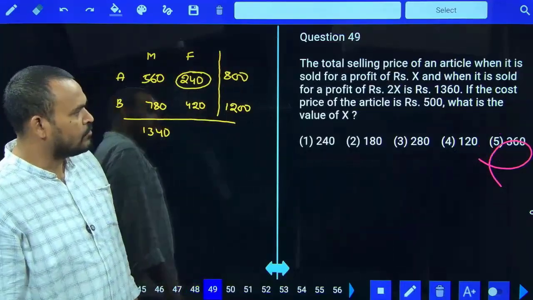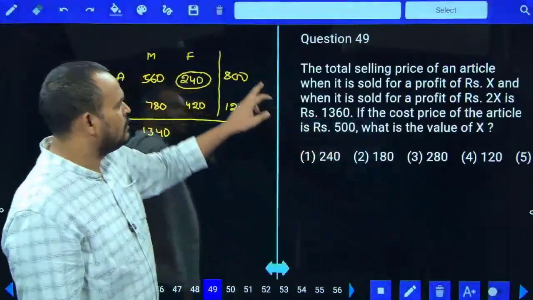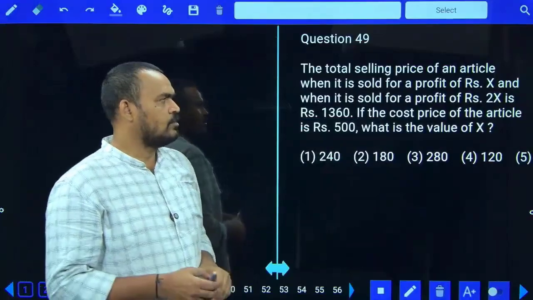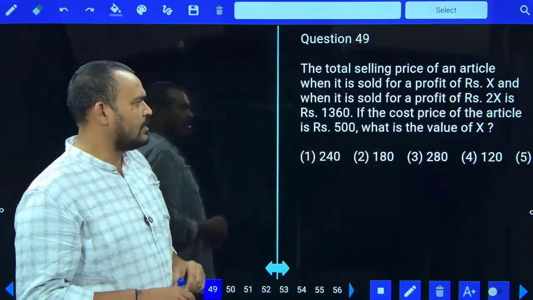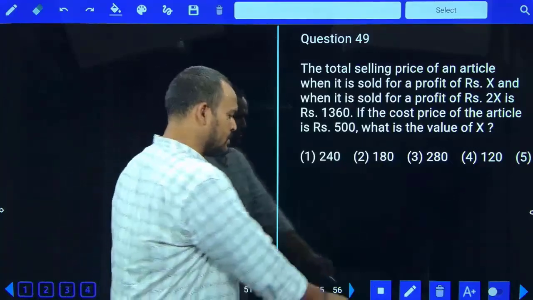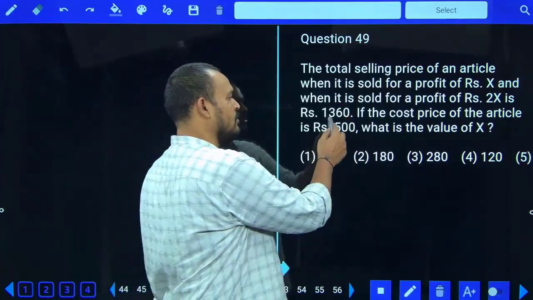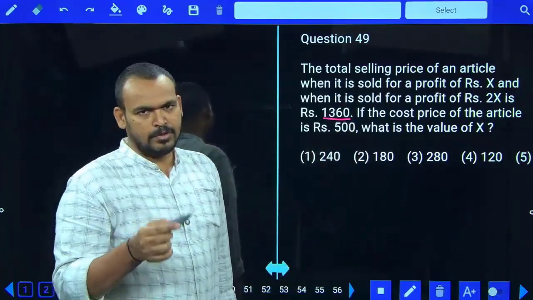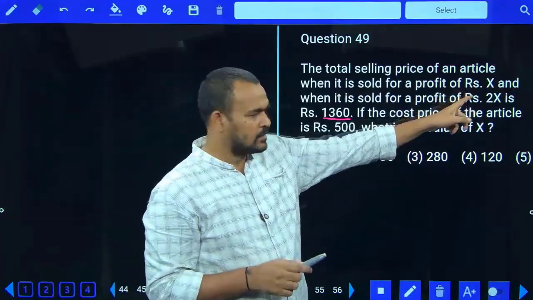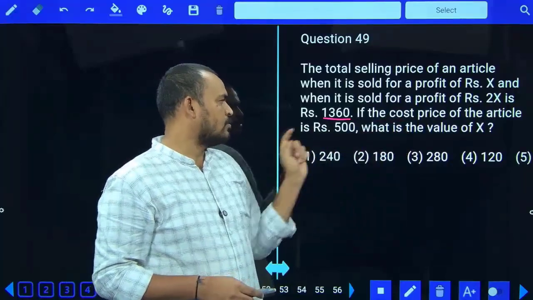Next, question number 49. The total selling price of an article when it is sold for a profit of X rupees and when it is sold for a profit of 2X is 1360. So the selling price of the first item plus the selling price of the second item is how many rupees? 1360. SP1 plus SP2 equals 1360. What is the profit on the first one? X. Profit on the second one? 2X. But the cost price of the article is how many rupees?